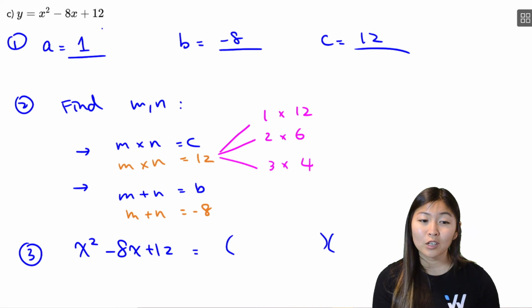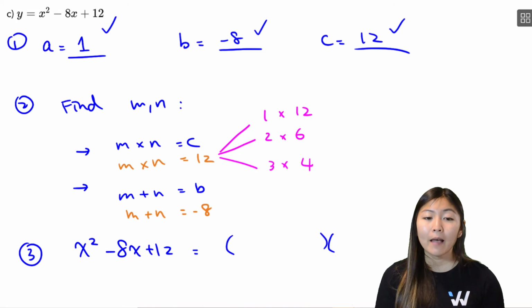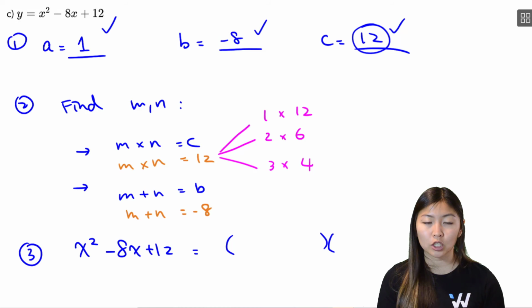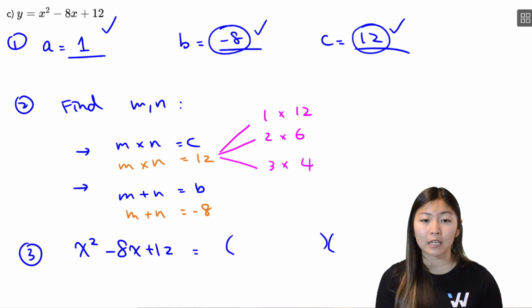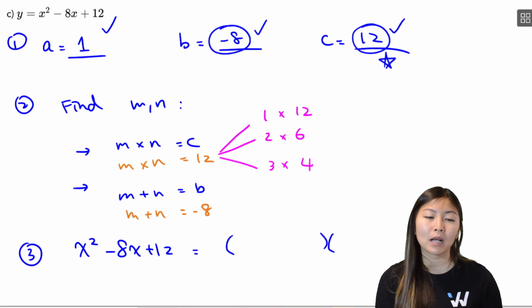So in step 1, you should have gotten A equals 1, B equals -8, C equals 12. And then we want to find two numbers, m and n, such that they multiply to C, which is 12, and they add to B, which is -8. And we always start with the multiplication first. So what two numbers multiply to 12?